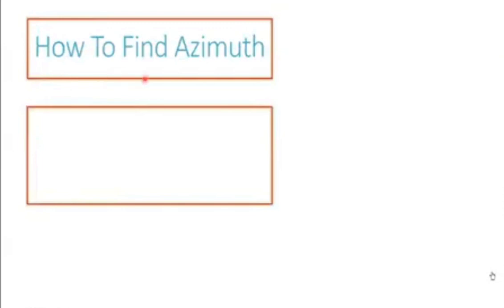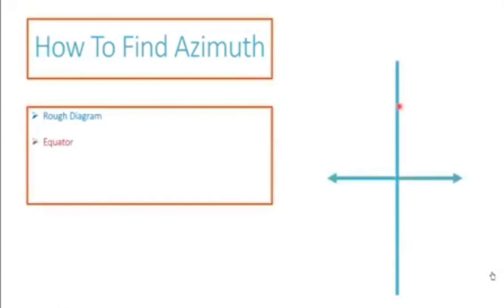Now let me explain to you an easy method to determine the azimuth of the body theoretically. Just draw a simple rough diagram showing the meridian of the observer. You draw a vertical line which represents the meridian of the observer, and in the middle you show the equator. This horizontal line represents the equator. So the vertical line represents the meridian of the observer, the horizontal line represents the equator.